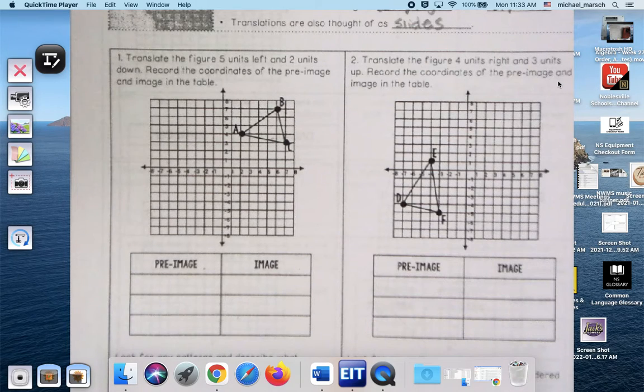Okay, who remembers what the difference is between how you label a pre-image and how you label an image? What do the image labels have? The little apostrophe, right? And we call them prime.